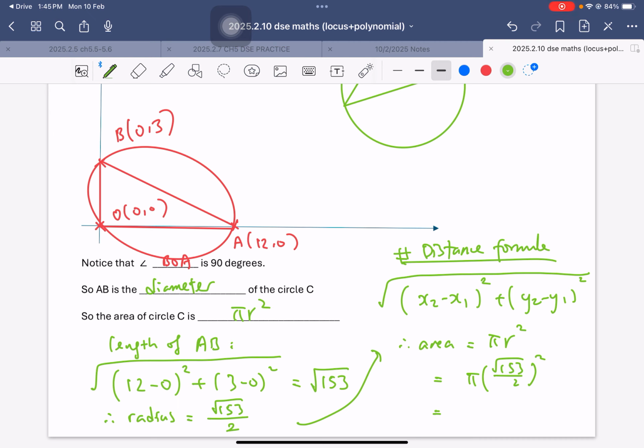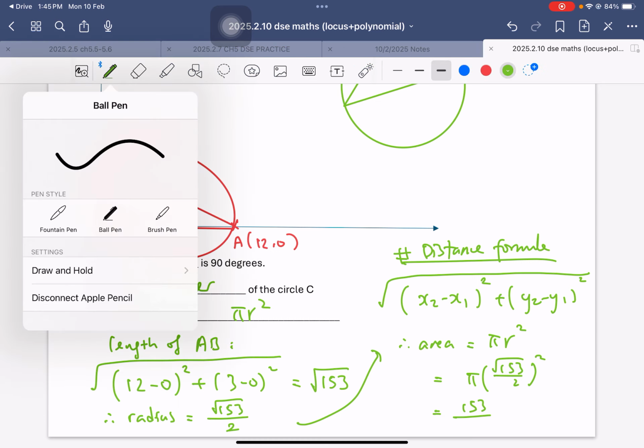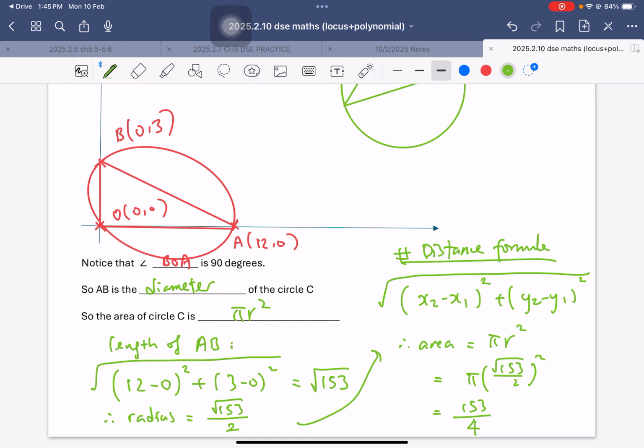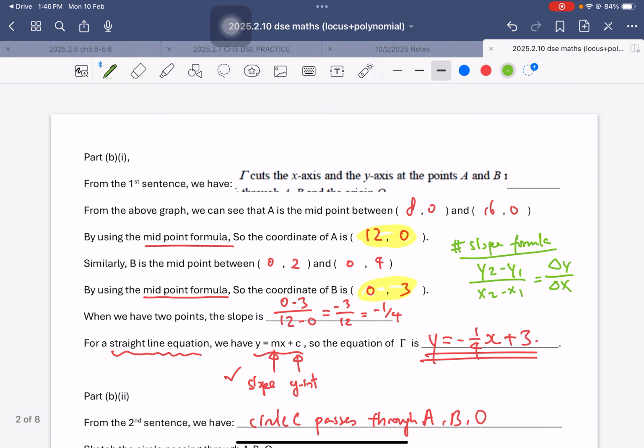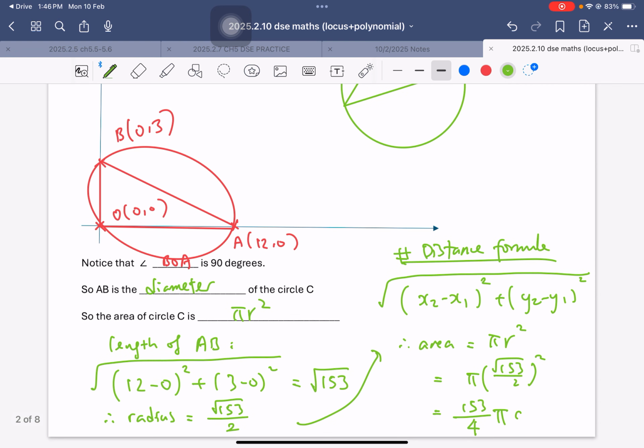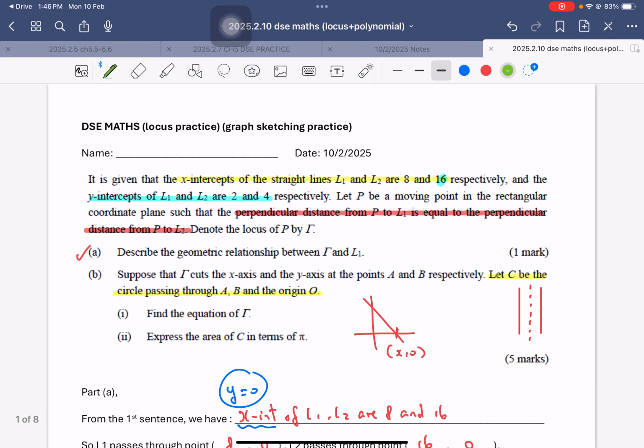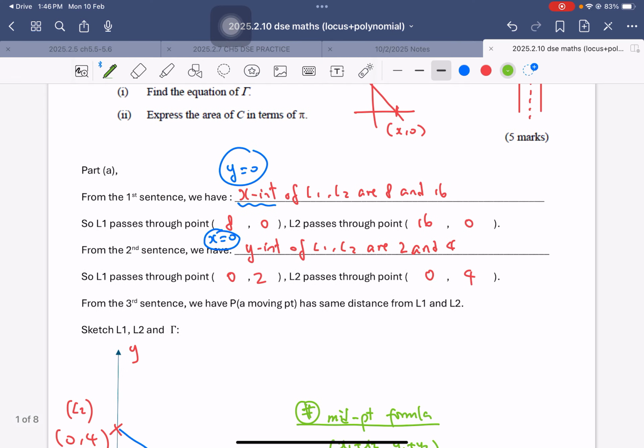The square of a square root gives you nothing, isn't it? So just 153 divided by 2 squared, because the square is going to distribute to both the numerator and the denominator. So that divided by 2 squared, so it's going to be 4. So 153 over 4 pi, and the unit is going to be cm squared. Okay?